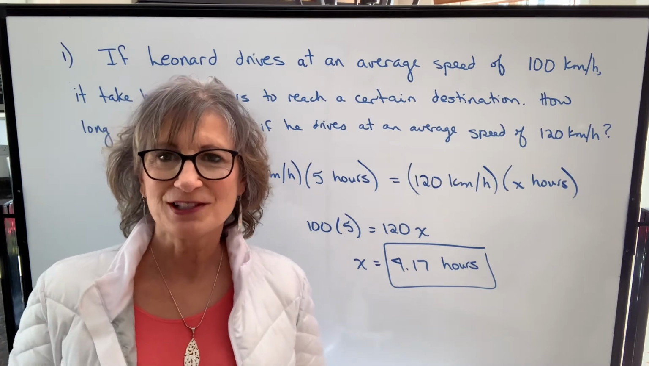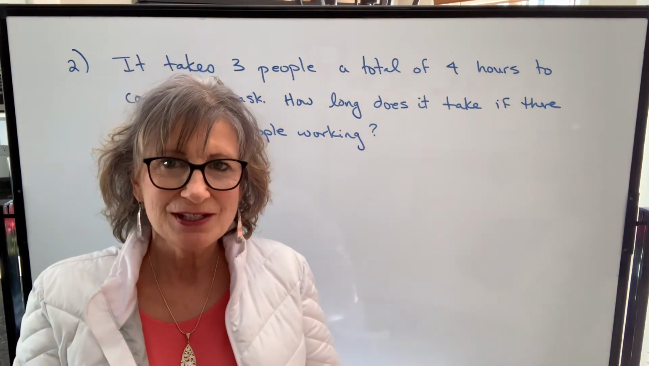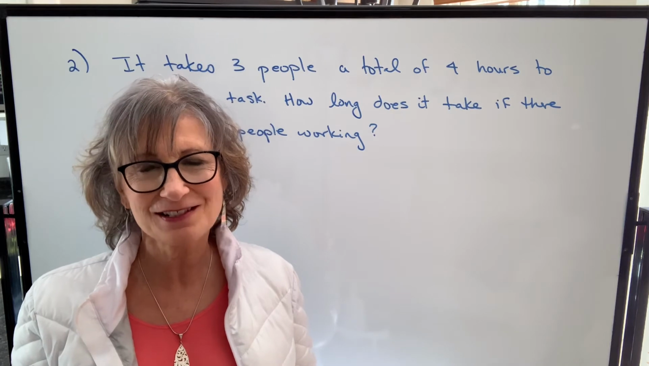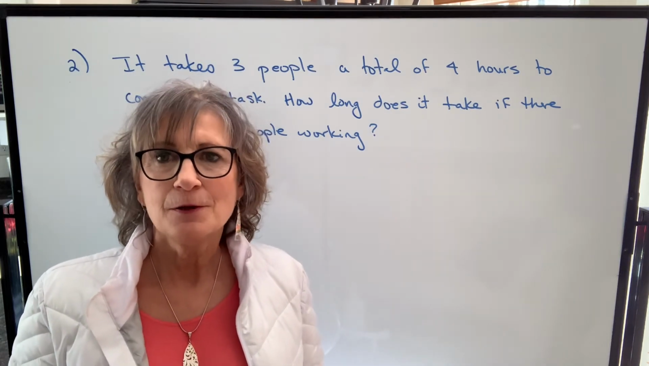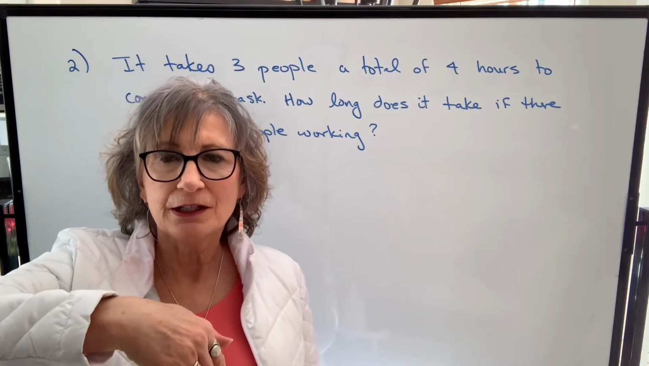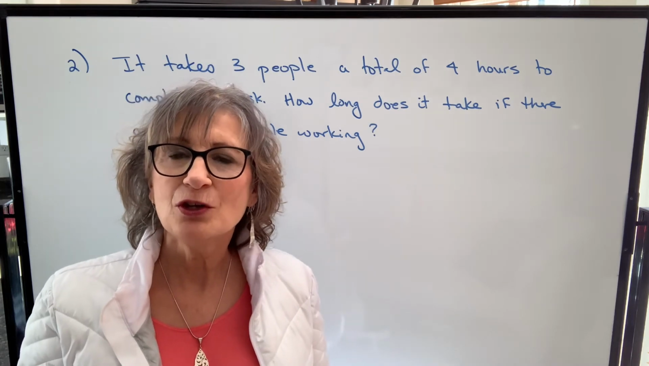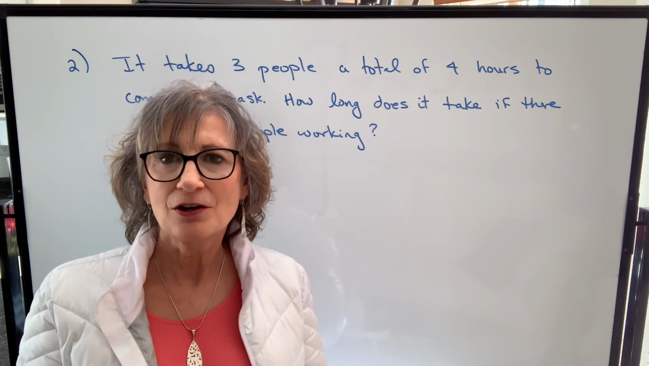Let's take a look at some other examples. The next example says it takes 3 people a total of 4 hours to complete a task. How long does it take if there are only 2 people working? Now, this might not work out exactly because it depends if the rate of work stays the same, which it might not. But assuming that the rate of work stays constant, if we have fewer people working, it should take more time to do a certain job. Therefore, we know it's an inverse proportion. So we set it up as the two products are equal.